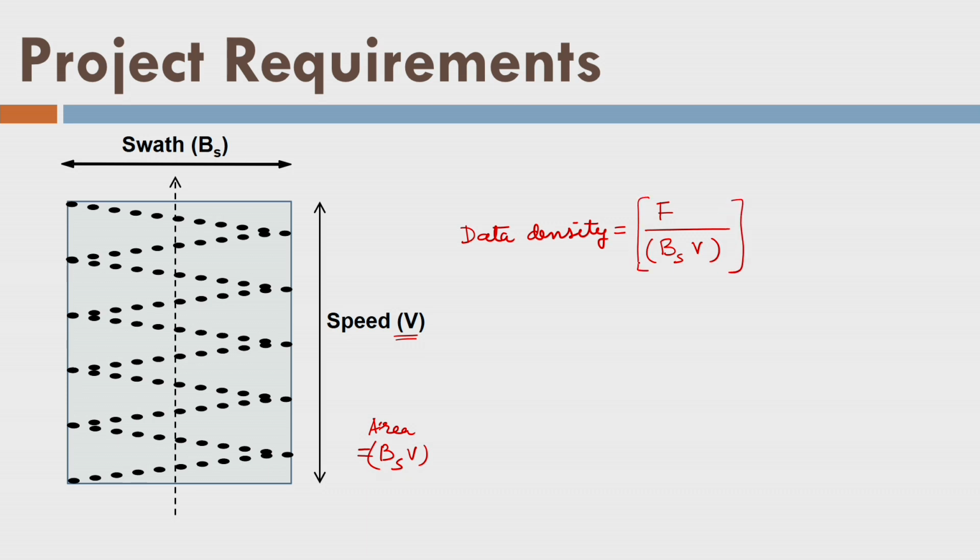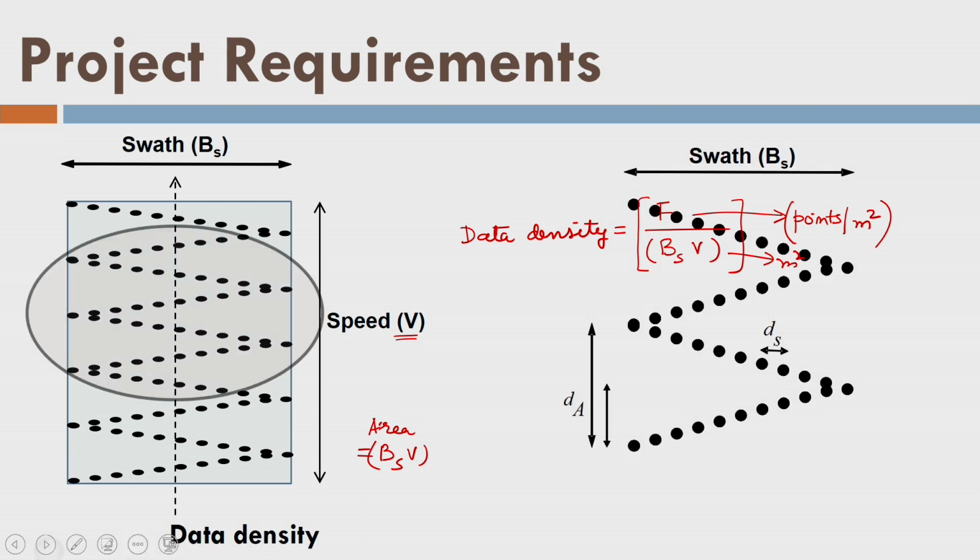Generally, if I take the unit of data density, it will be points divided by meter square, because this is the unit of area, meter square, and f has the number of points. So I have a unit called points per meter square, right? So this is my data density. Okay, let us look further.